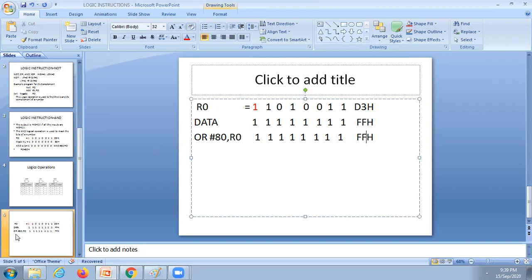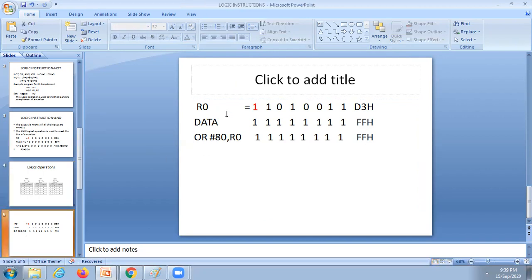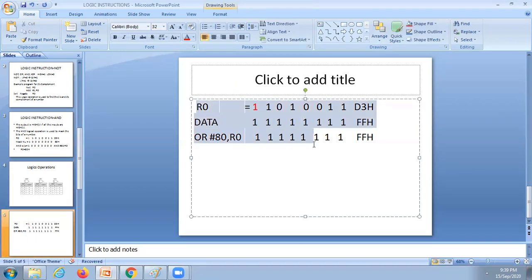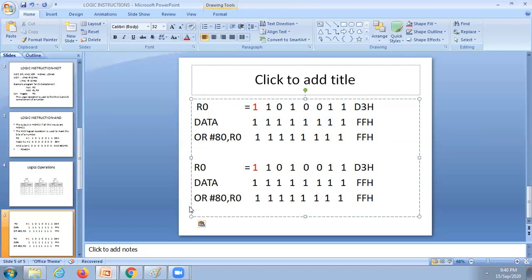Similarly, if you use XOR logic for the same thing, what will that be?